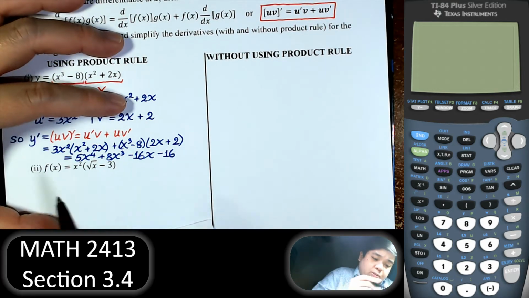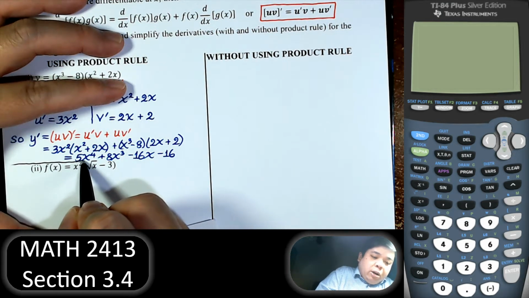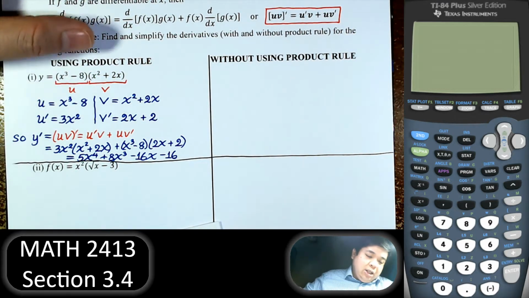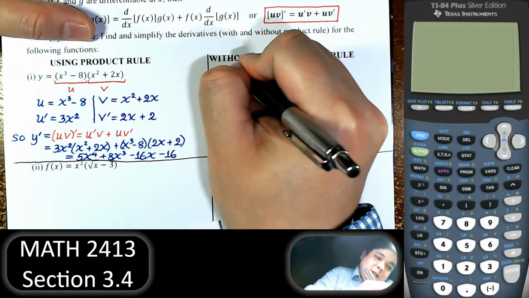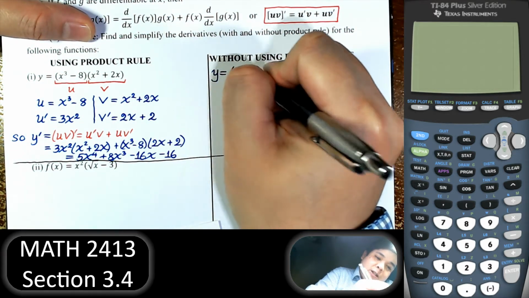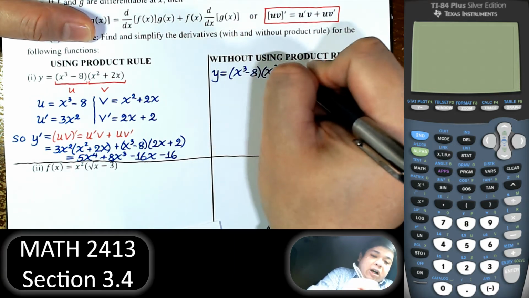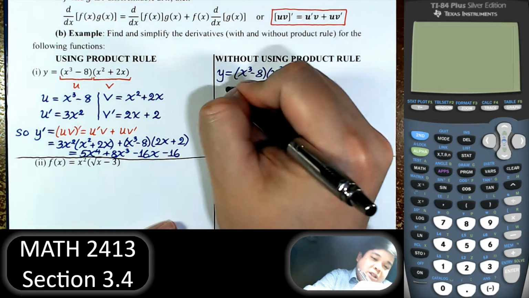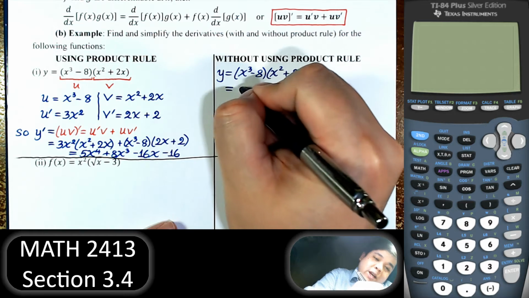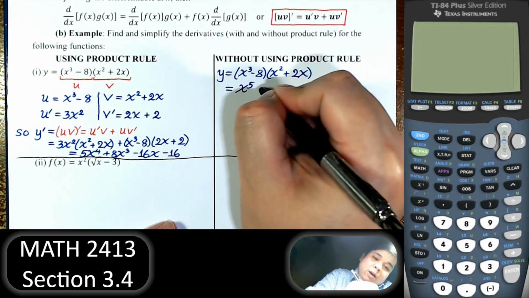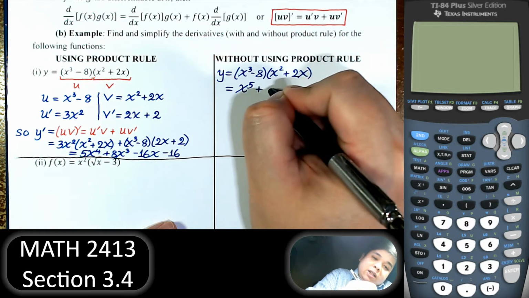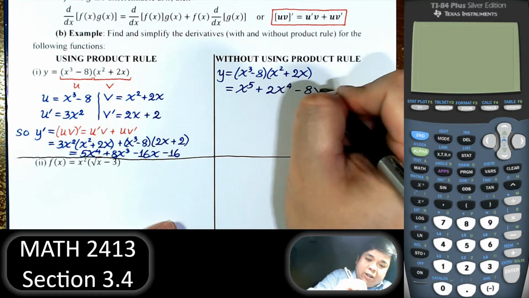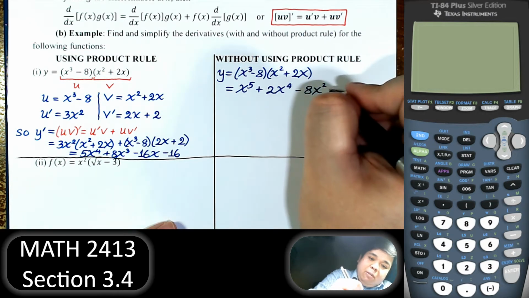Now without the product rule, what can we do? Of course, we tried something like this in the previous section. So let's say we have y equal to x cubed minus 8 times x squared plus 2x. If we don't want to use the product rule, perfectly fine, we just multiply it out. x cubed times x squared is x to the 5th. x cubed times 2x is 2x to the 4th, minus 8x squared, minus 16x.